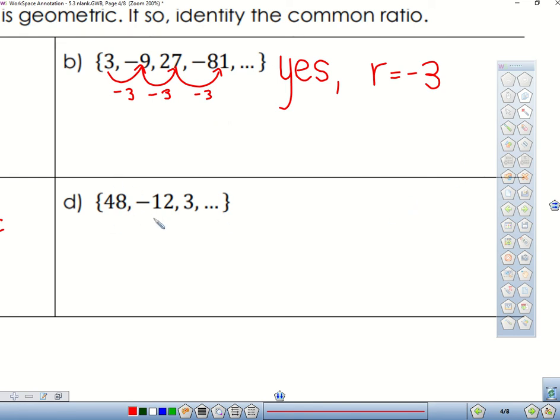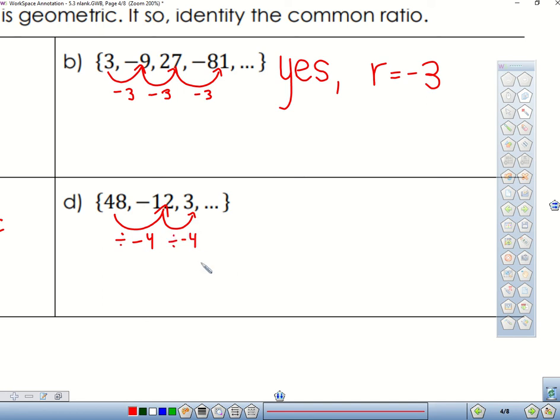And moving on to D. So you can also think of division. So this may help you. What could I divide 48 by to get me to negative 12? Good, negative 4, right? I could divide it by negative 4. And would that also ring true for going from negative 12 to 3? Would that also be division by negative 4?